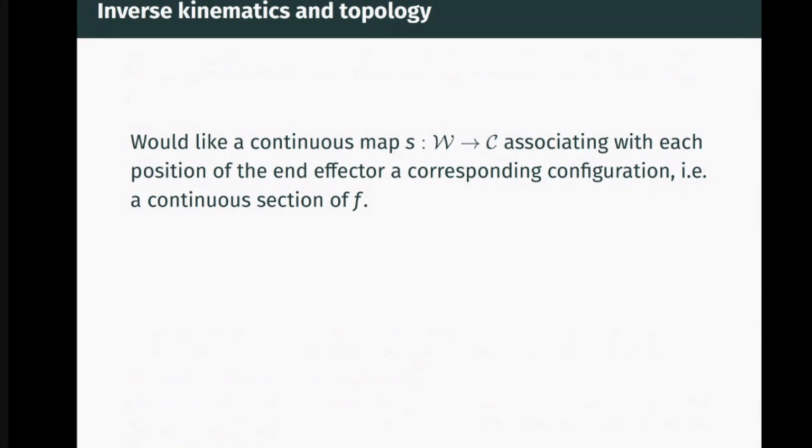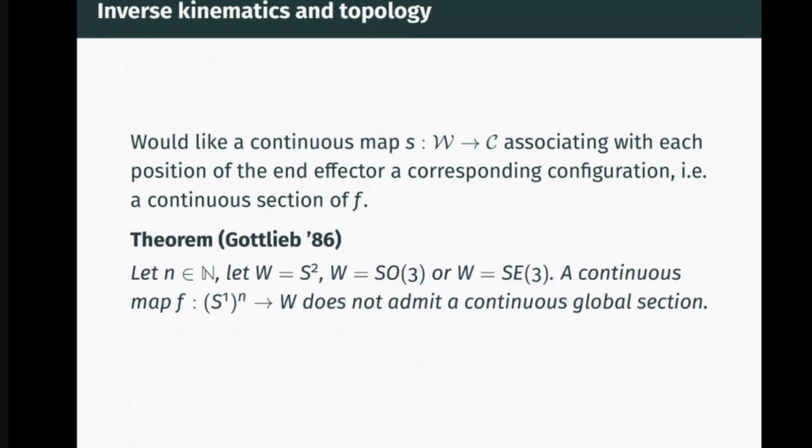So we want to go back: how do we need to configure the robot to end up at the position that we wanted, to have the sensor end up at the position that we wanted? But it turns out this is easier said than done. This is a kind of old theorem from Gottlieb from '86, and he investigates the connections between robots and topology, and robot arms basically.